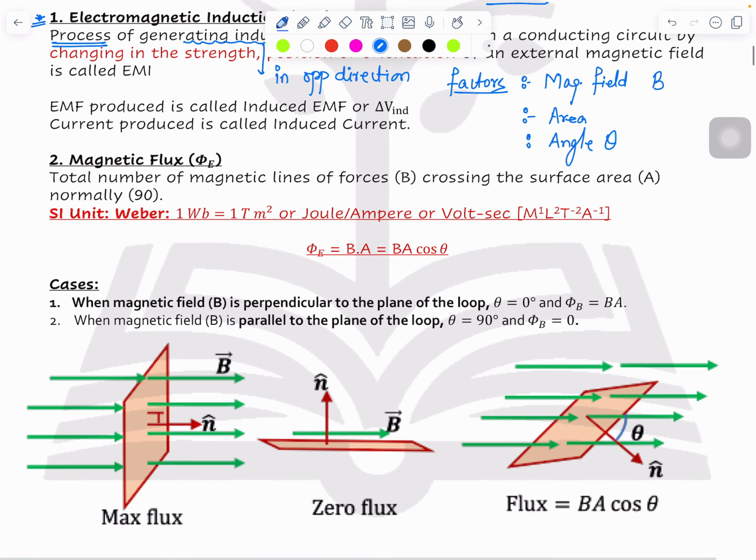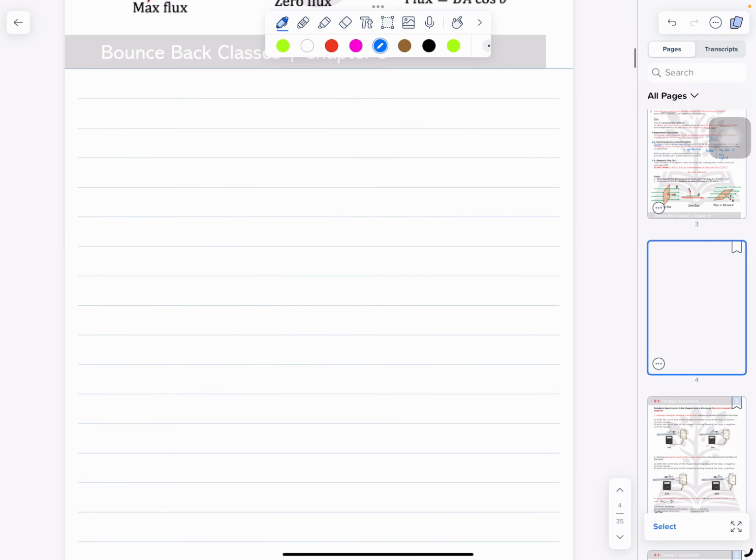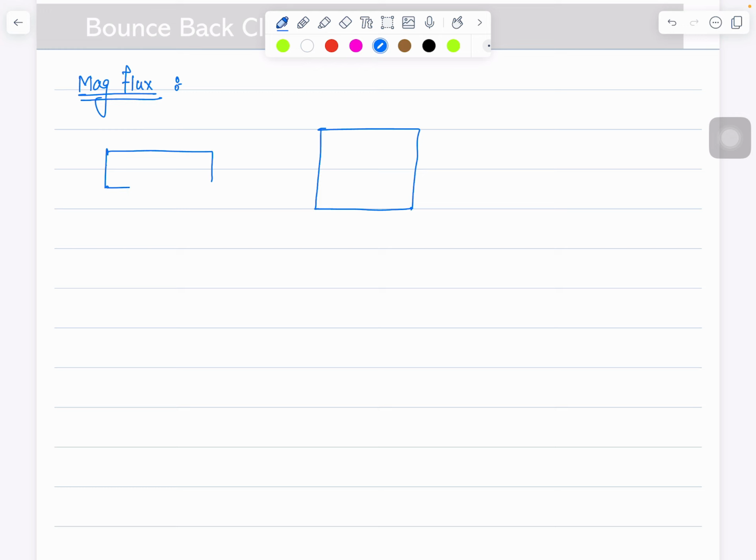Fine. Now there is a word called flux. I will explain it on the next page so that you can relate this. Add a page. Now remove this. Now the word is called magnetic flux. What is the meaning of magnetic flux? Let's say there is an area, and let's say this is a magnet. This is south, this is north, and the lines of force are passing.